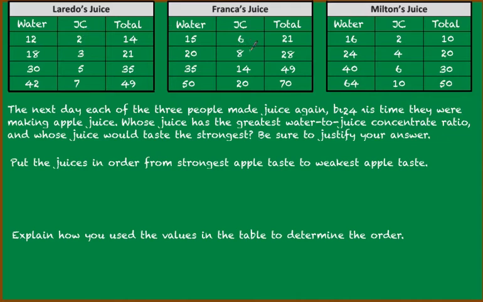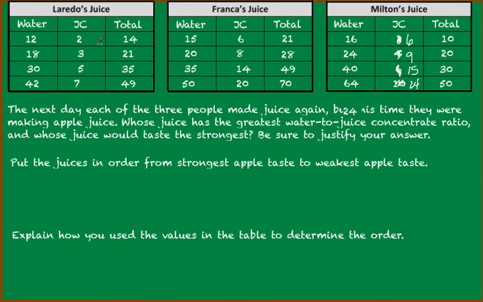So let's compare Lorado and Franca again. Notice that we can't compare using water because none of the water values are the same. We can look at juice concentrate. Looking at the juice concentrate, none of those values are the same either, so we can't use those. Okay, and actually, let's look here. Looks like we have some mixed up numbers. This should be 6, 9, 15, and 24. This should be correct in your packet though.